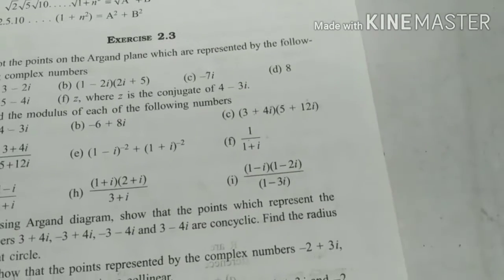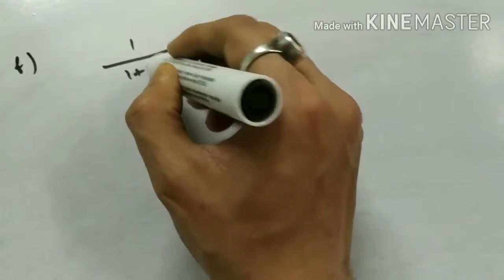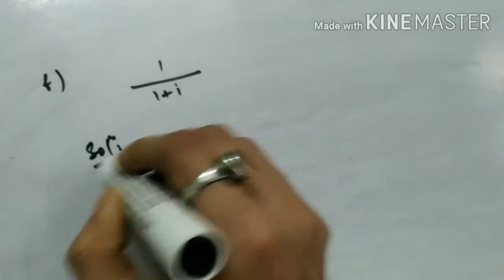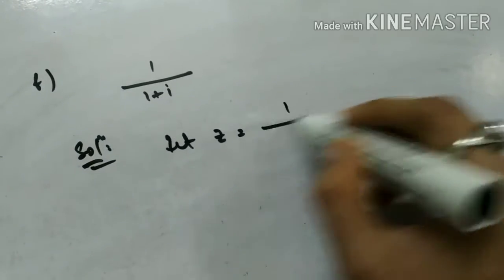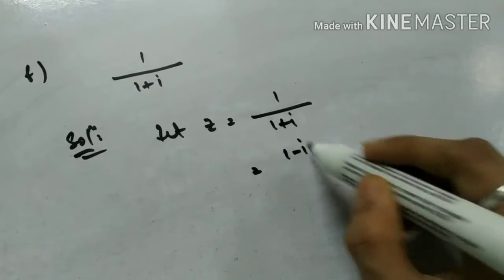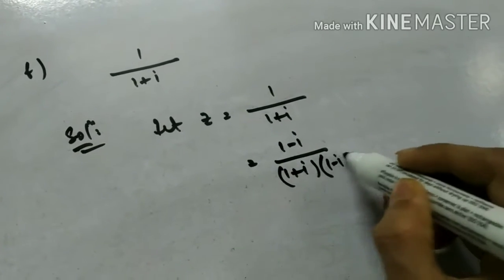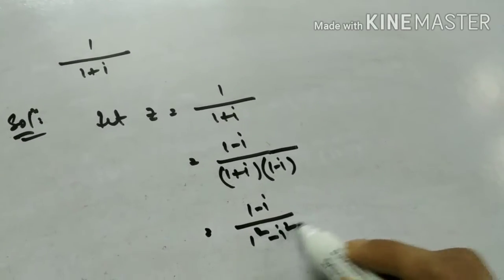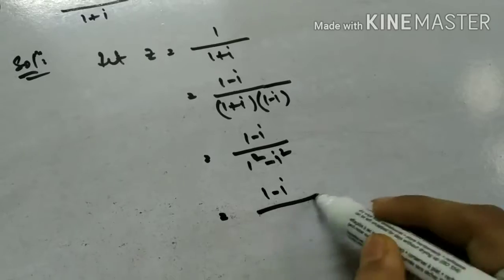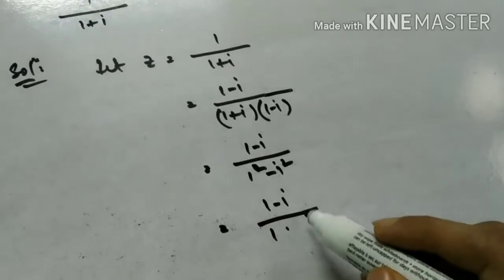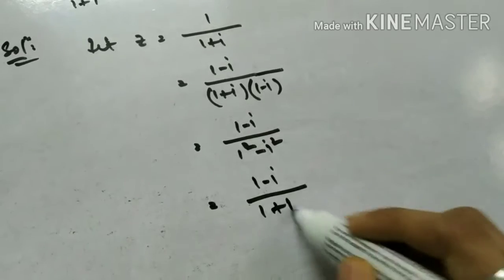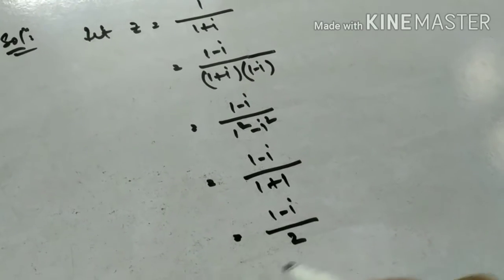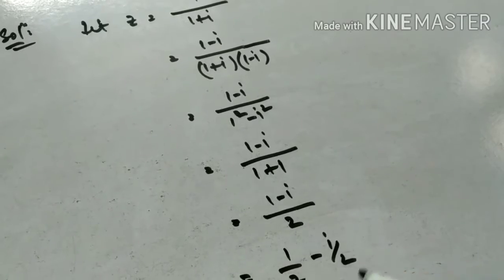Okay, next one, number f: 1/(1 + i). In the solution, let z equal 1/(1 + i). Multiply by (1 − i) on top and bottom: (1 + i)(1 − i). So this is (1 − i) / (1² − i²), which becomes (1 − i) / (1 + 1), so (1 − i)/2, which is 1/2 − i/2.